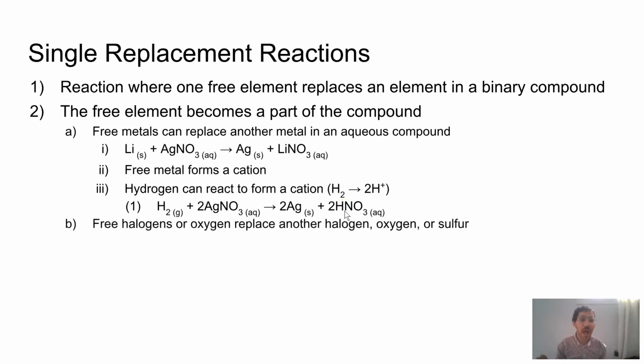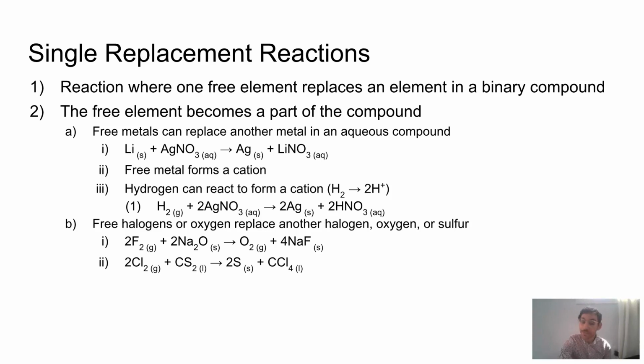Neato. So our free halogens or oxygen are going to replace halogens, oxygen, or sulfur. So nonmetals, we're only going to really talk about the reactions of halogens and oxygen replacing other halogens, oxygen, or sulfur. And so an example of that is we might see fluorine replacing oxygen out of this ionic compound here to give us free oxygen and sodium phosphate?